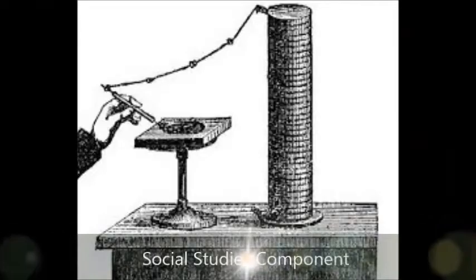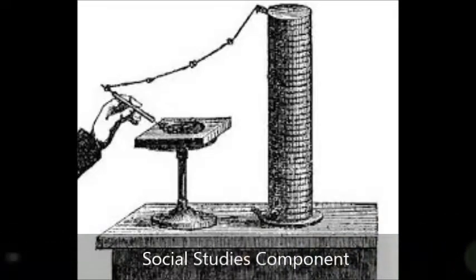For my social studies component, I chose to compare my project to a discovery made by Gian Domenico Romagnosi in 1802. He observed that when a wire is connected to a voltaic pile, or the first battery which could provide a current, the wire became magnetized and affected a nearby compass.